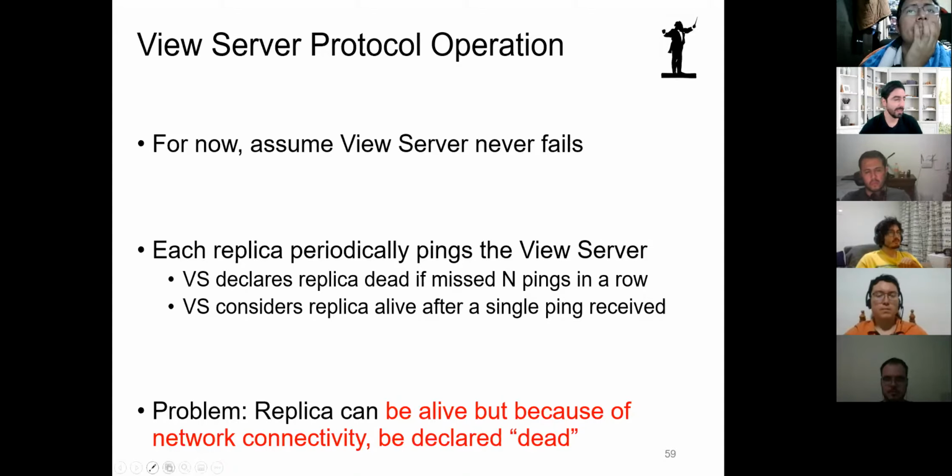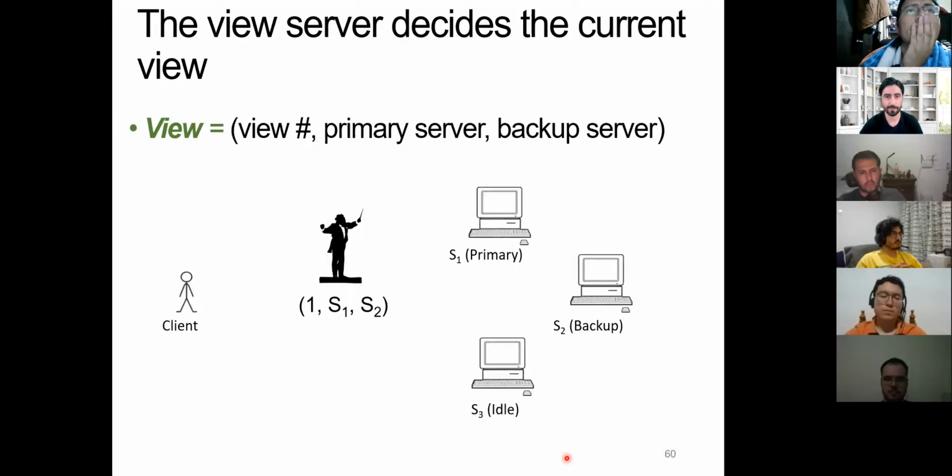The problem here is that a replica can be alive, but because of network connectivity, we declare it dead. Let me simplify again with this example. This is the view server, orchestrating who is the primary and who is the backup. As I mentioned, you can have more than one backup; the other backups can be idle backups. We have the client, the view server, and all the replicas.